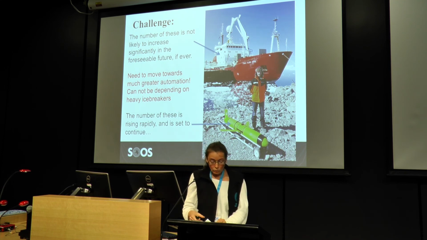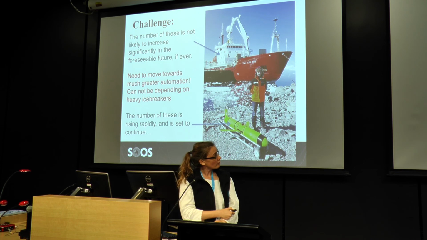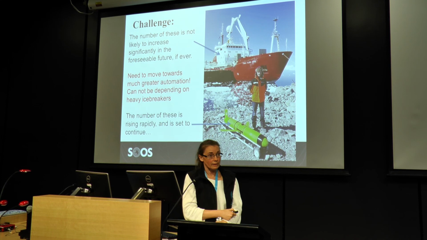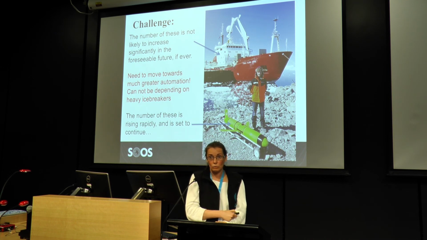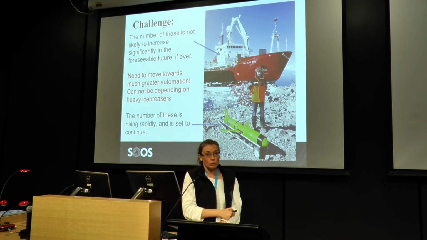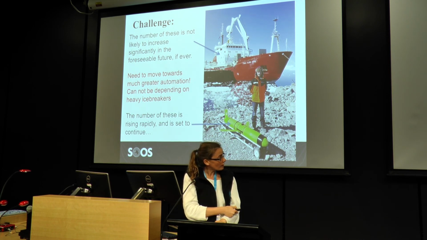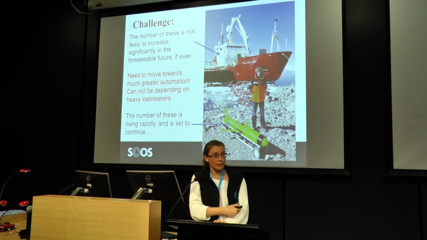One of the big challenges is that we have a limited number of heavy icebreakers, not likely to increase in the future. On the contrary, they might decrease. We need to stop depending on these heavy icebreakers if we want to make the measurements at the rate we want. We need to move towards greater automation. A positive thing is that stuff like this, this is a glider, they are increasing rapidly and they are likely set to continue.